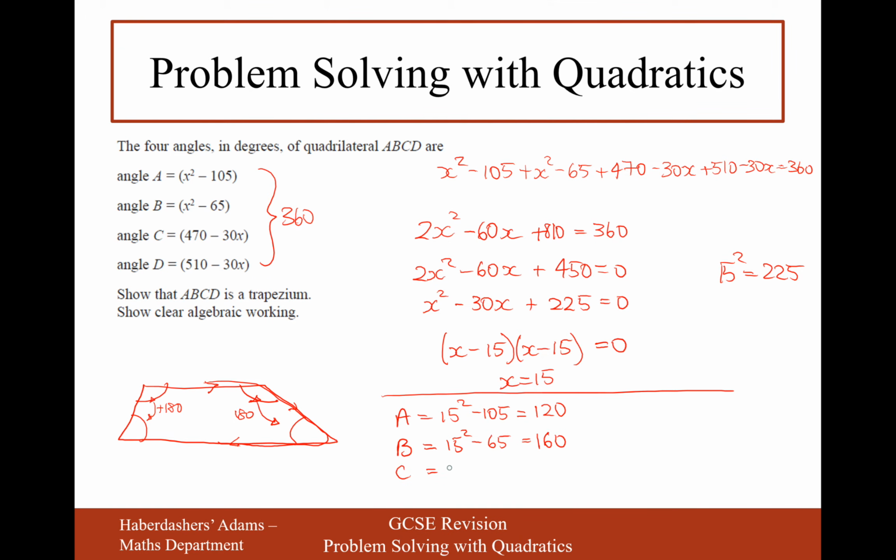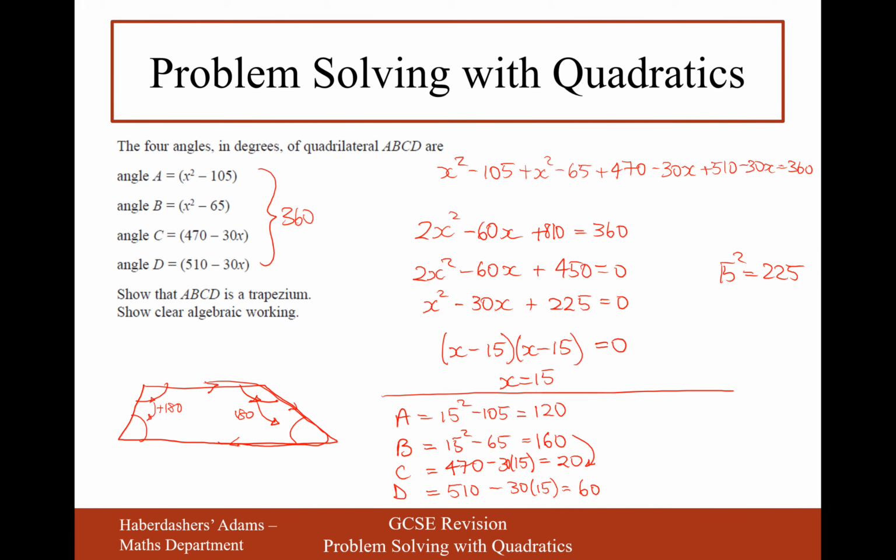Angle C is going to be 470, take away 30 lots of 15. So 470 minus 30 times 15 on the calculator, let's not make any mistakes, 20. And D is going to be 510 minus 30 lots of 15. 510 minus 30 lots of 15 equals 60. Lovely, and there we are.